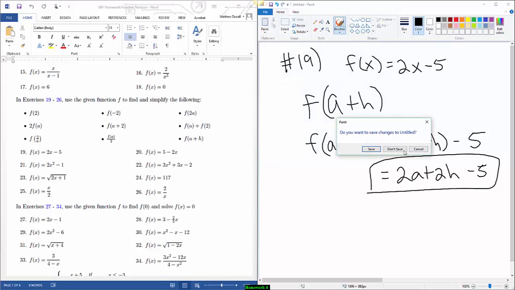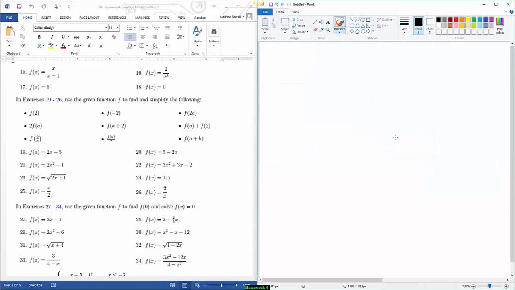New problem. Number 29. So it says use the function f to find f of 0 and solve for f of x equaling 0. So when we're trying to find f of 0, what does that mean? And when we're trying to find f of x equals 0, what does that mean?